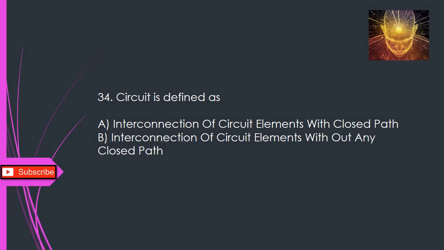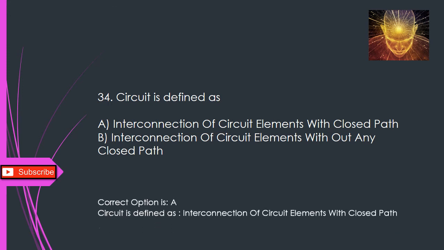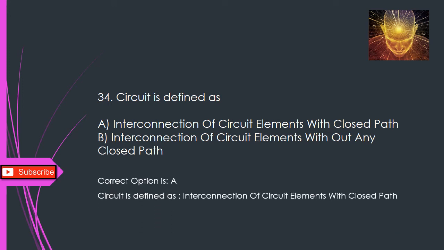Circuit is defined as: A. Interconnection of circuit elements with closed path. B. Interconnection of circuit elements without any closed path. Correct option is A. Circuit is defined as interconnection of circuit elements with closed path.